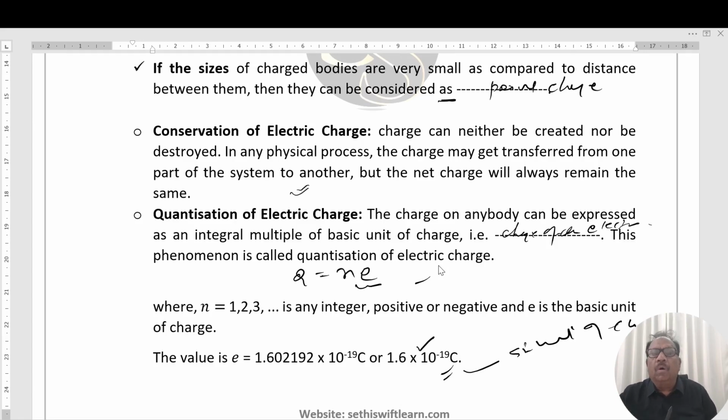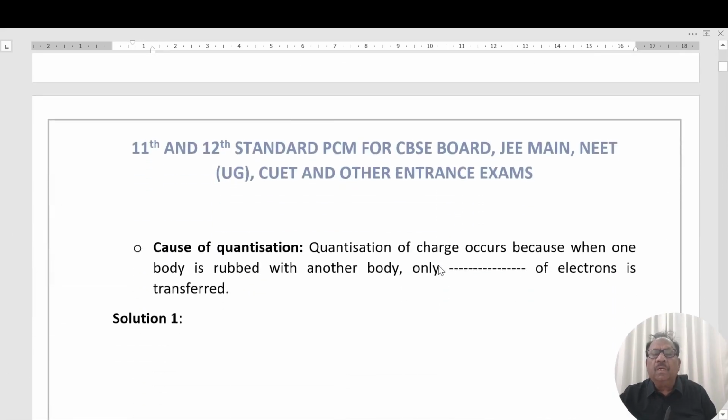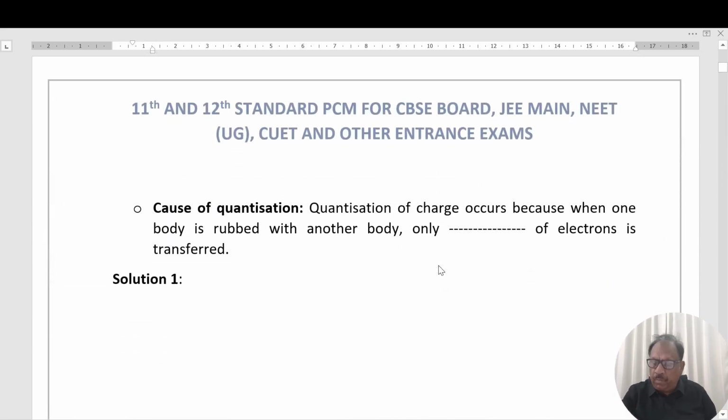Right? Now, next, let's see the cause of quantization. What is the cause of quantization? Quantization of charge occurs because when one body is rubbed with another body, only an integral number of electrons is transferred. That is the cause of quantization. Now let's start the question.